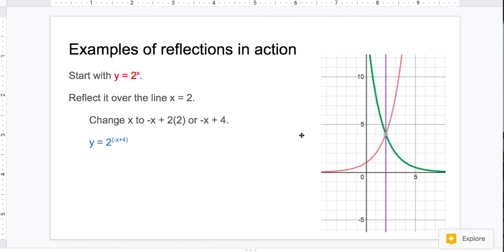How about reflecting over this vertical line, x equals 2? So I'm going to change x to negative x plus 2 times the line, or negative x plus 4. Now this is easy, I just toss it in and I'm done. And there it is.